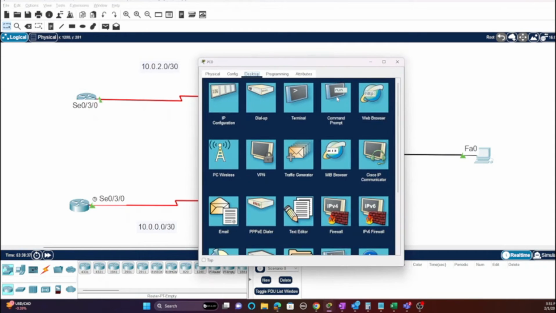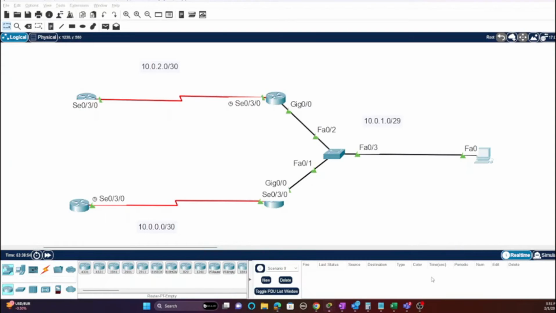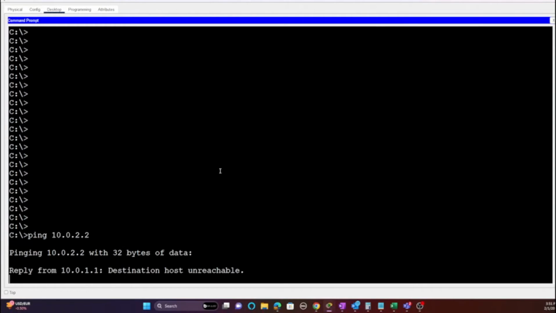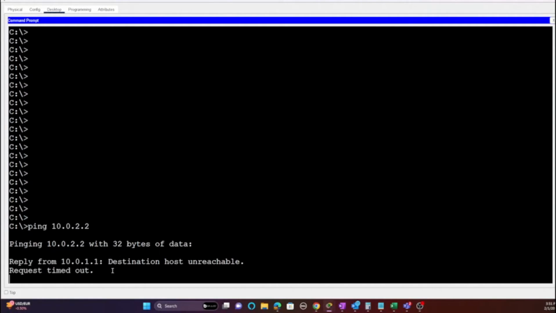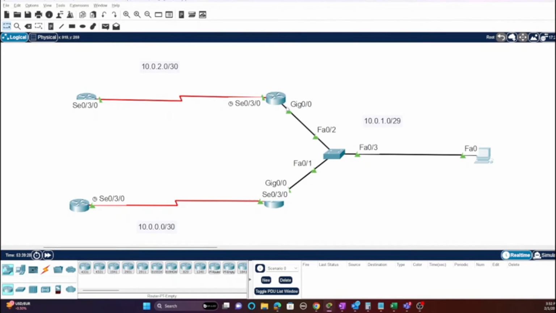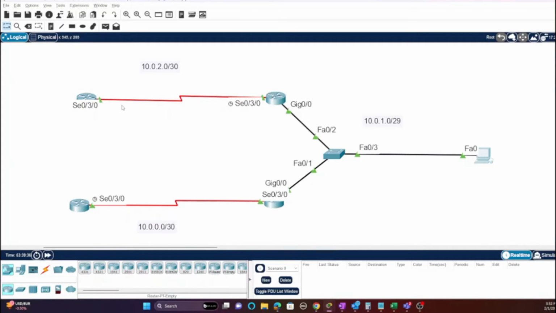So if we go here, all right, now we're logged into that PC. We just went to command prompt for it, right? Let's blow it up. And let's just see 10.0.2.2. Let's see if he can make it over to that other network. And as you can see, he's getting destination host unreachable. Basically, he can't make it to that network over here, even though these guys are OSPF neighbors. And that's because the 10.0.1.1, his gateway, which is this guy, doesn't know how to get over there.